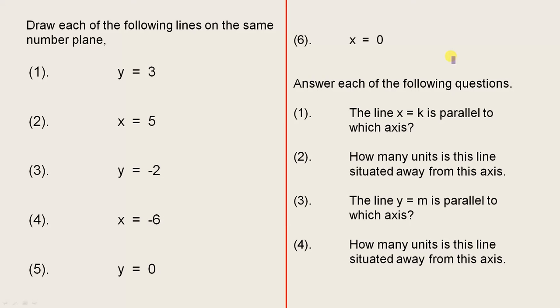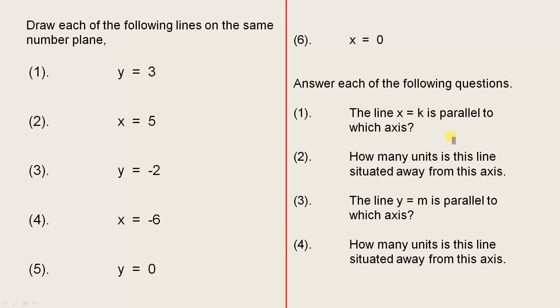Now we have 4 questions here, and this follows on from the introduction I gave in the previous lesson about this. And here is the first question. The line x equals k is parallel to which axis? Notice here we have x equals 5, which is a specific number. When I have x equals k, that means k can be any number at all. So it's general. It can apply to any number.